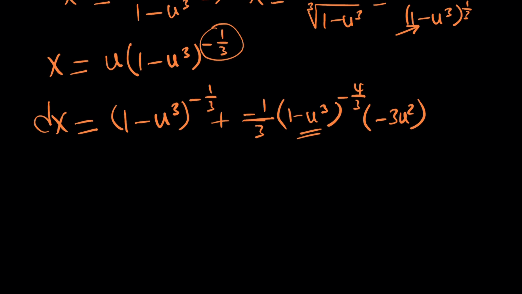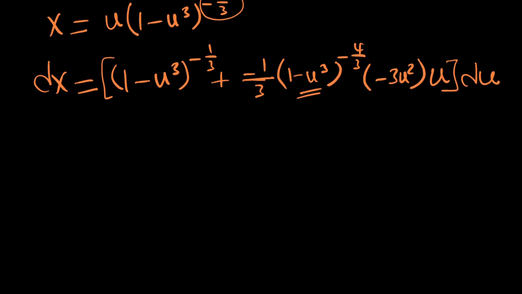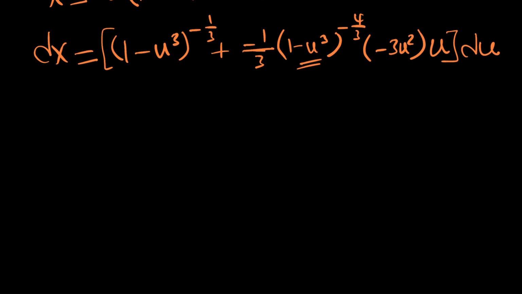And of course, this is just the derivative of the second function. Then you multiply this by the first function, which is u. And the whole thing has to be multiplied by du, because x is a function of u, so dx is going to be a function of du. I hope that makes sense. Again, this is very messy, but I just wanted to show you this intermediate step, so we're not jumping around. Now, if you simplify this a little bit, you're going to get something like this.